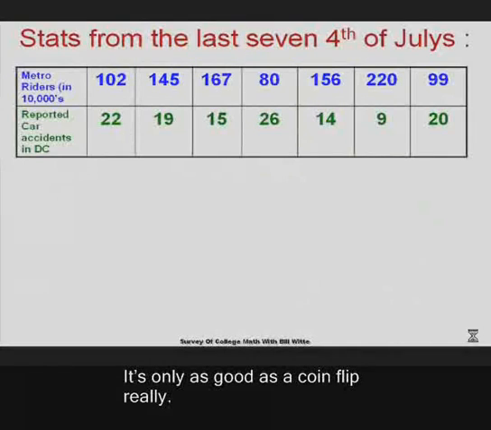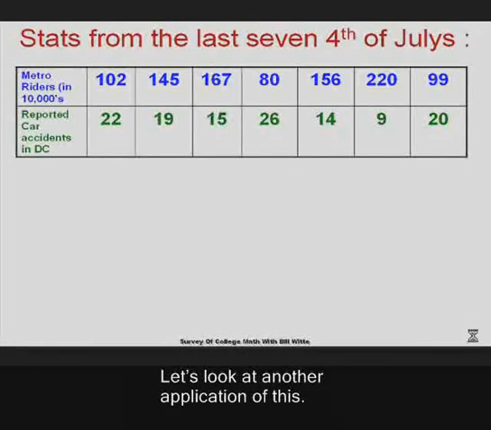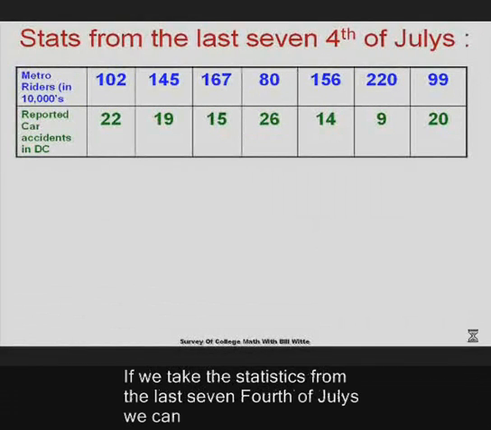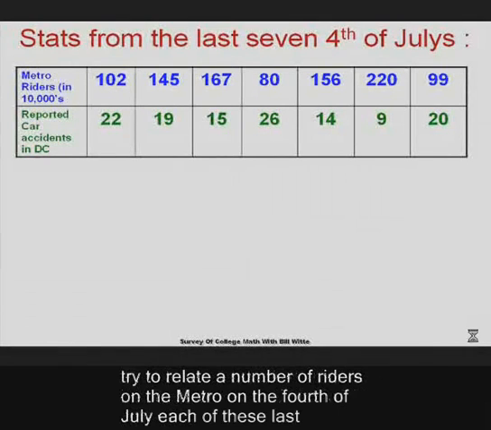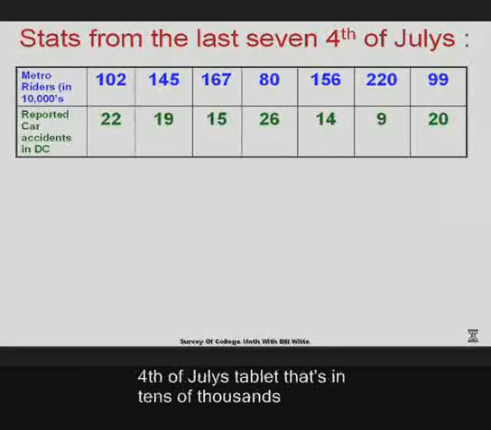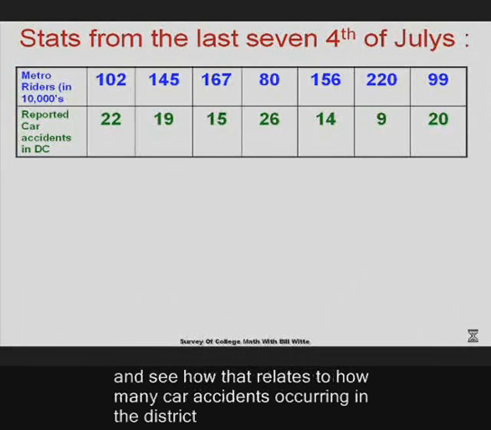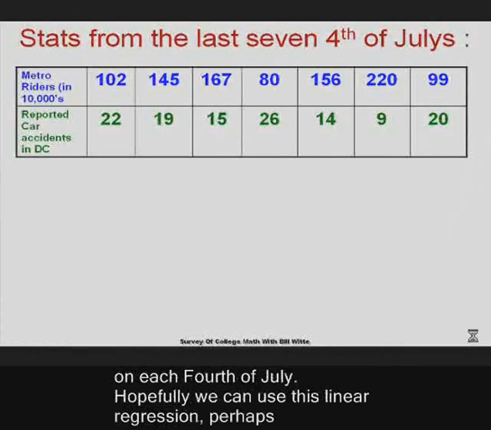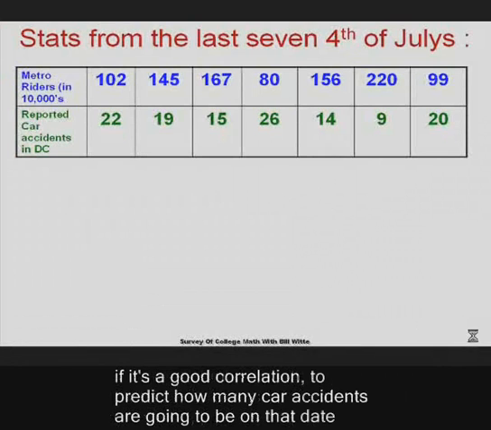Okay? Allow me to demonstrate. Let's do it again. If we take the statistics from the last 7 4th of Julys, I'll try to relate two parts of the data. I'm going to relate the number of riders on the Metro on the 4th of July, each of these last 7 4th of Julys, that's in blue, in tens of thousands. And then how does that relate to how many car accidents occurred in the district on those 4th of Julys? We can use this linear regression, perhaps, if it's a good correlation, to predict how many car accidents are going to be on that day.